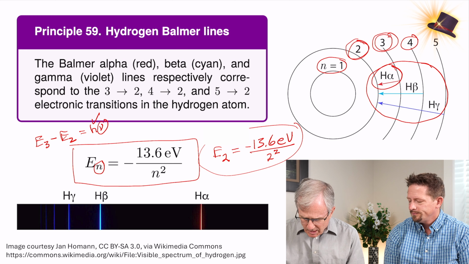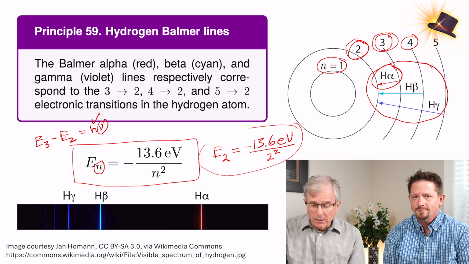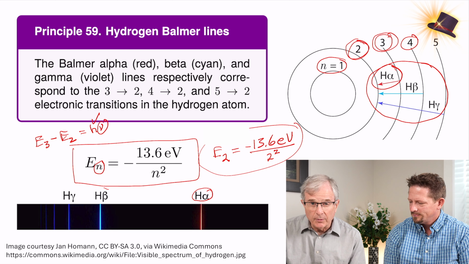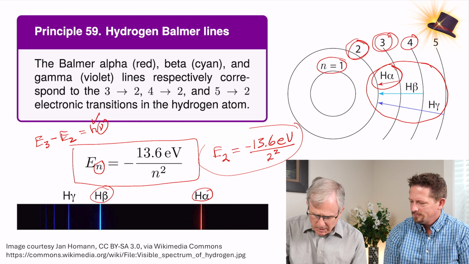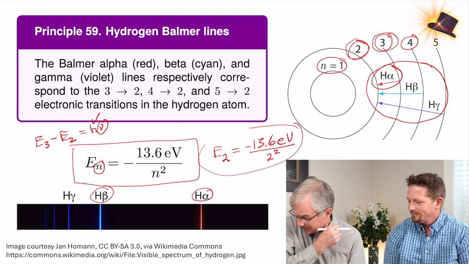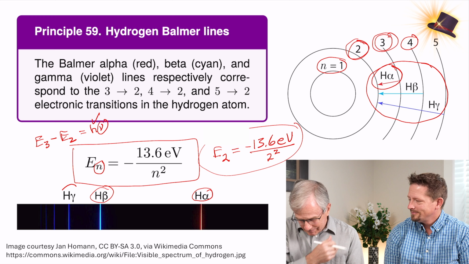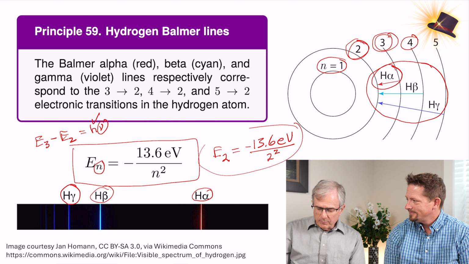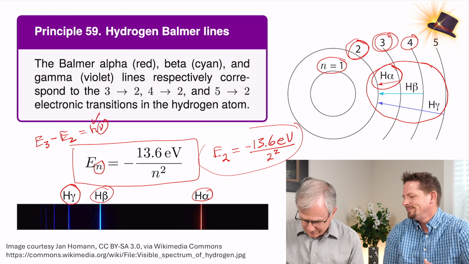So these three lines are colored red for the hydrogen alpha line in the red area of the spectrum. Hydrogen beta is the turquoise, teal, cyan, blue-green. Hydrogen gamma is in the violet part of the spectrum.